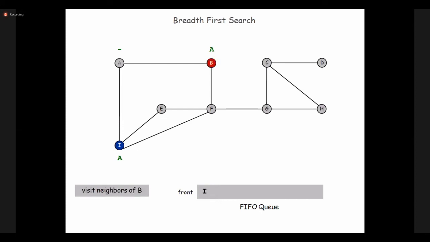So the neighbors of B I identified, that is nothing but F. So finally discovered. When I finish the neighbors of B, then I take out B. B is already popped from the queue, and where all the neighbors are visited, then stop. Then one more item we have to remove from the queue. Which element can I remove from the queue? I. So I am removing I from the queue.